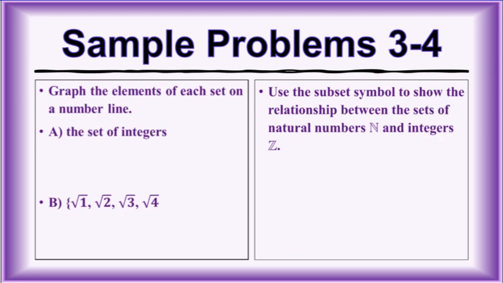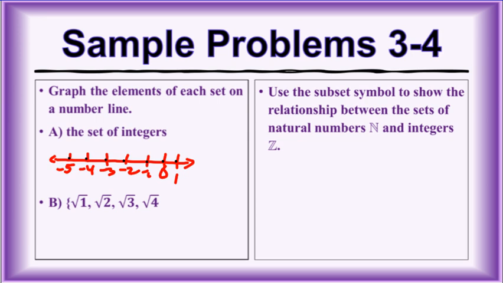Sample problems 3 and 4, graph the elements of each set on a number line. So a set of integers. So we could have -5, -4, -3, -2, -1, 0, 1. And I have the arrows on both sides just to show that they continue going in both directions. To graph them on there, I can just put points on each of these. And there I graphed a set of integers.